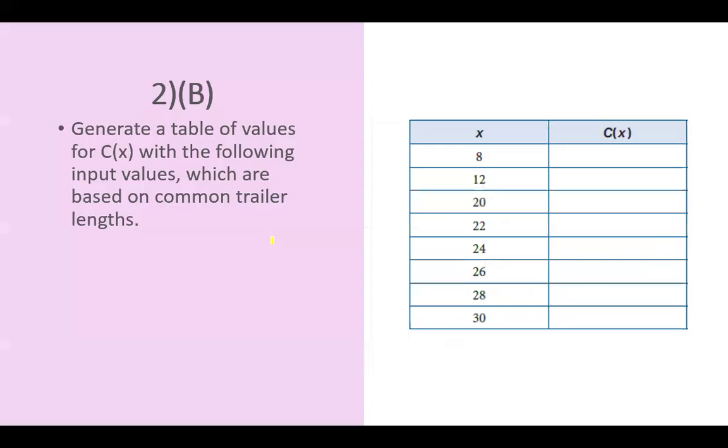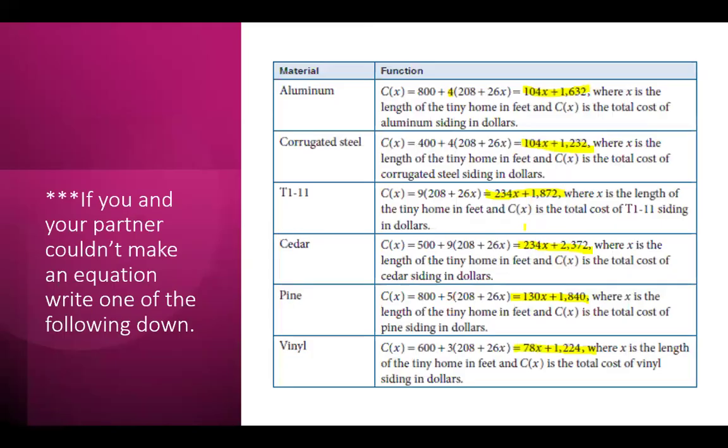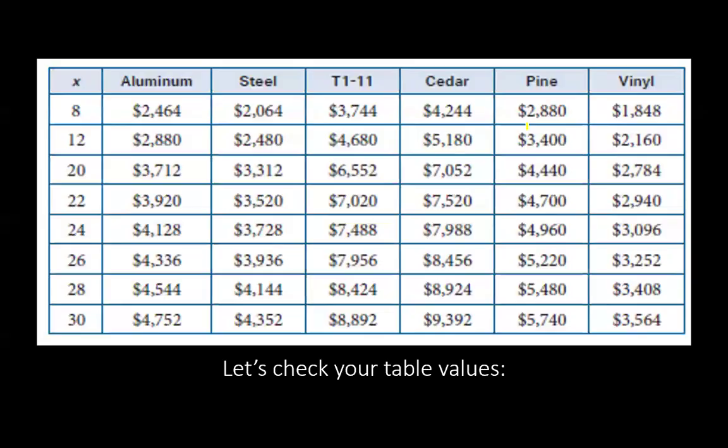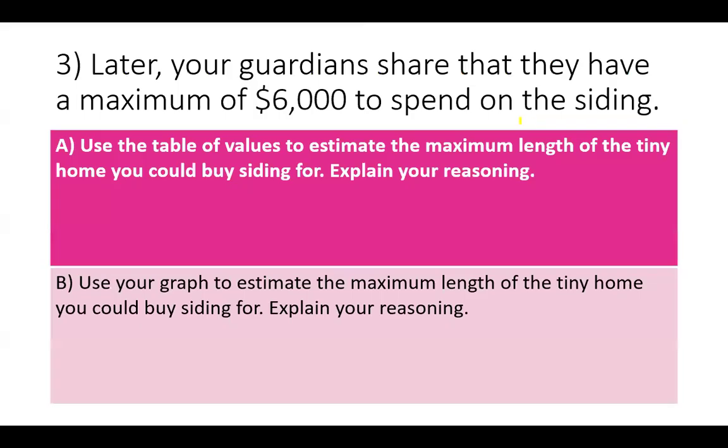So let's go back to the equations that we created. When you look at these equations, what type of equations are they? It's pretty straightforward, so you'll fill that in. And then the last part is using your information: using the table of values to estimate the maximum length of the tiny home you could buy siding for, and explain your reasoning. Your parents don't want to spend more than 6,000.